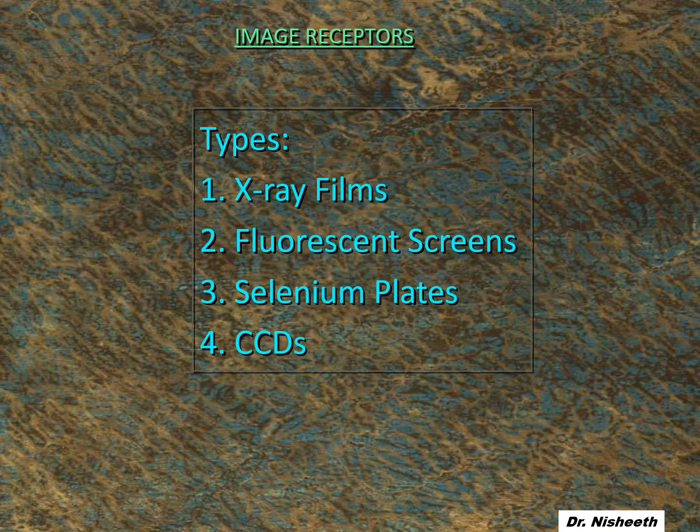We'll come to the commonly used image receptors in medical imaging. The most commonly used are X-ray films. The second are fluorescent screens. In the beginning, when X-rays started, there was something called fluoroscopy. You know what fluorescence is? Fluorescence means when light falls on something, that material glows or gives light.